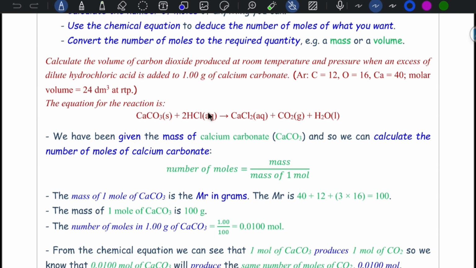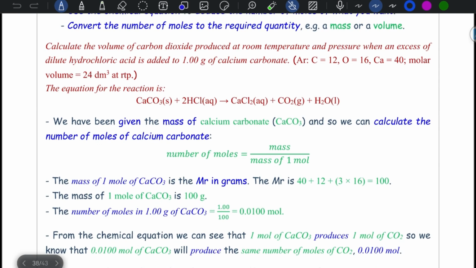So you can ignore dilute hydrochloric acid, just 1 gram of calcium carbonate, and you can calculate MR of calcium carbonate, then number of moles, ratio 1 to 1, same number of moles of carbon dioxide, multiply by molar volume, 24 in this case, in cubic decimeter. He didn't mention cubic centimeter or cubic decimeter. Now you will get the volume of carbon dioxide. Let's say it step by step.